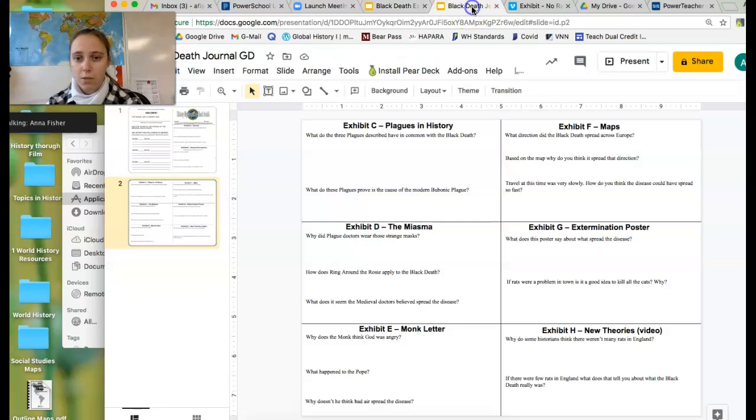PETA would be ashamed. So, what does this poster say about the spread of disease? How do they think the disease is spreading? And then if rats were a problem in a town, is it a good idea to kill all the cats? What do cats like to eat? This likely made it worse. So you can go ahead and answer that one. Pause me, and when you're ready, we will move on to H.